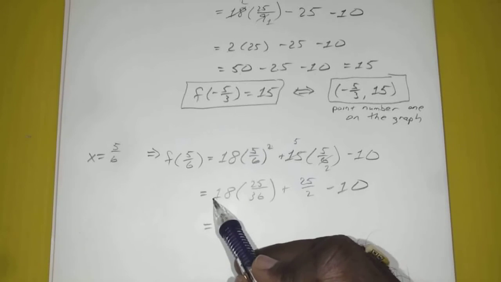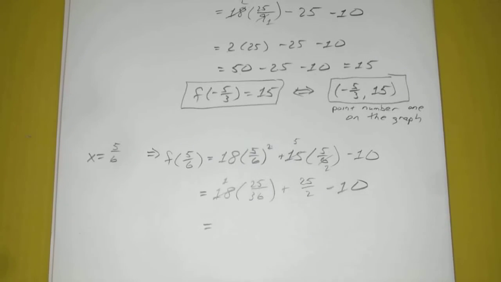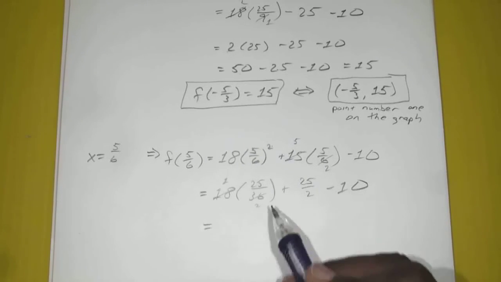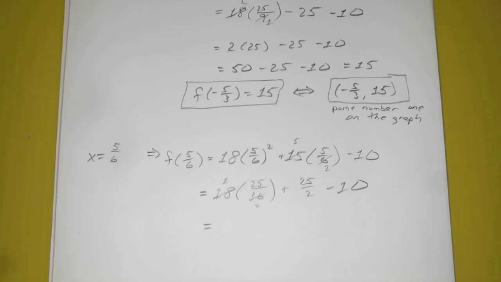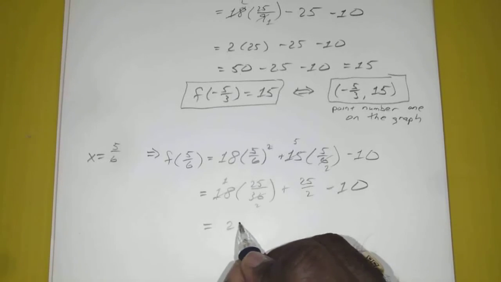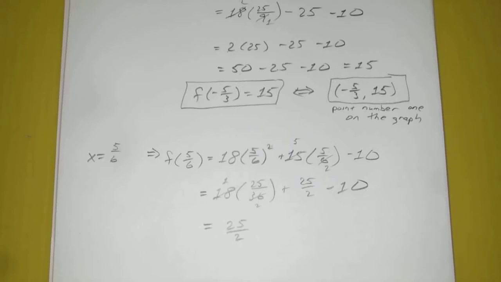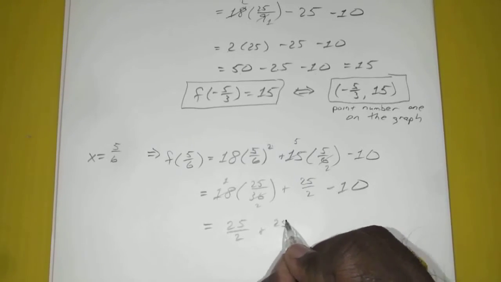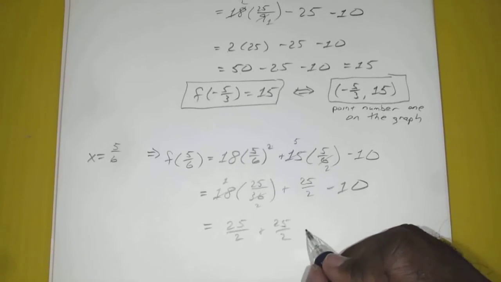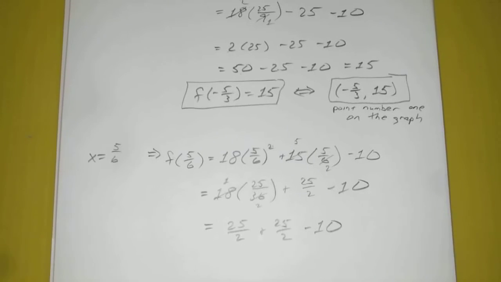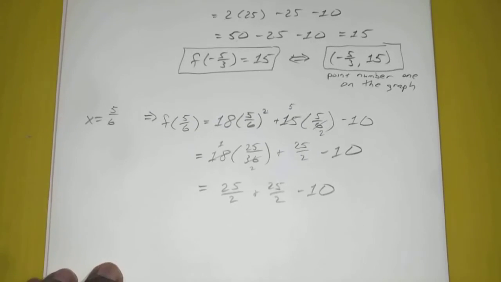Okay, so we know 18 goes into 18 one time. 18 goes into 36 twice. So we have 25 over 2 plus 25 over 2 minus 10. Oh, bring that up a little bit.